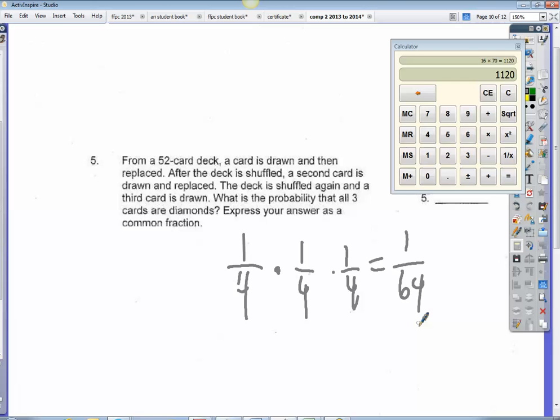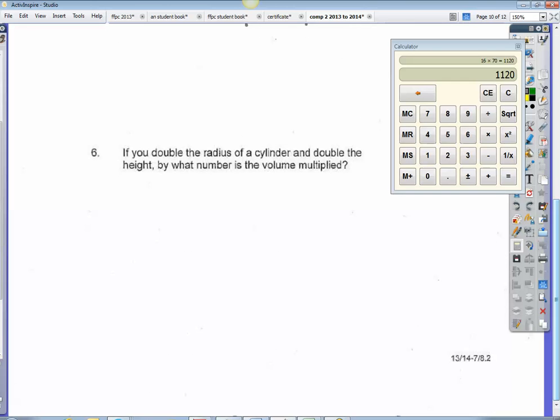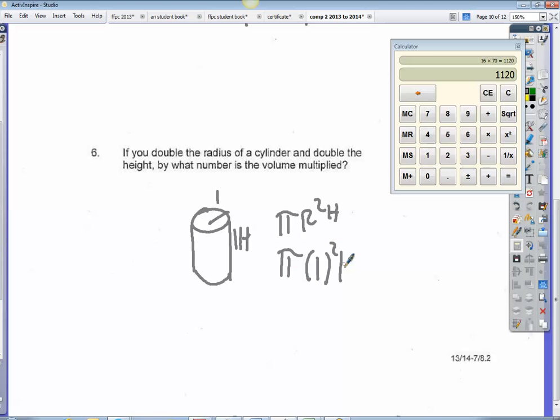Yes, it is that easy. These are actually pretty easy, folks. If you double the radius of a cylinder and double the height, by what number is the volume multiplied? The easiest way to do this is to make a cylinder with radius of 1, height of 1. Right? So the volume of this one, and I'm just going to do it in terms of pi, is pi r squared h. So we have pi times 1 squared times 1. So we have 1 pi.